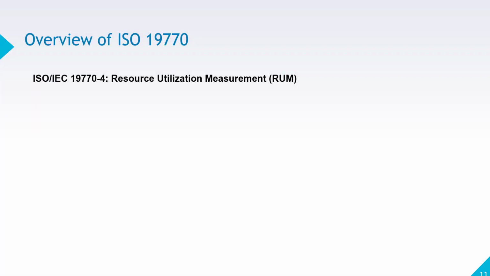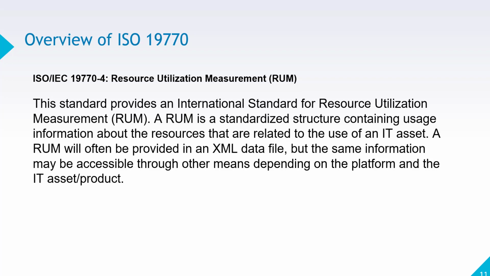ISO 19770-4 Resource Utilization Measurement. This standard provides an international standard for resource utilization measurement. A RUM is a standardized structure containing usage information about the resources that are related to the use of an IT asset. A RUM will often be provided in an XML data file, but the same information may be accessible through other means depending on the platform and the IT asset product.